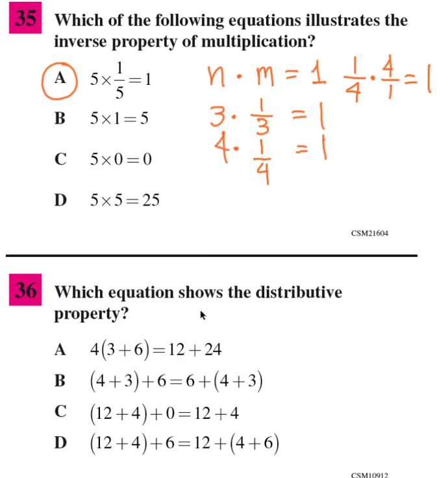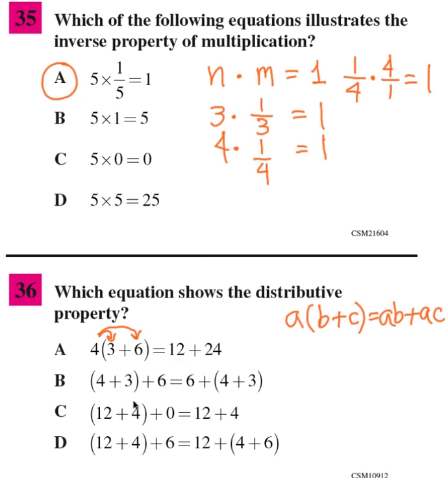Problem 36. Which equation shows the distributive property? So we have the distributive property. Four times 3 is 12, 4 times 6 is 24. So we can see that the 4 has been distributed and we get this.